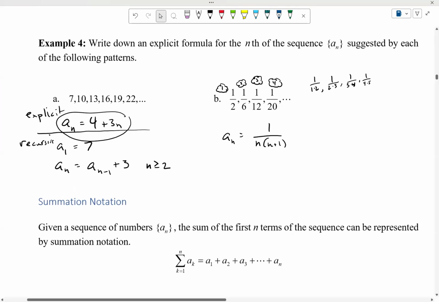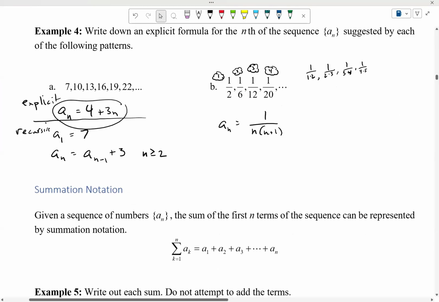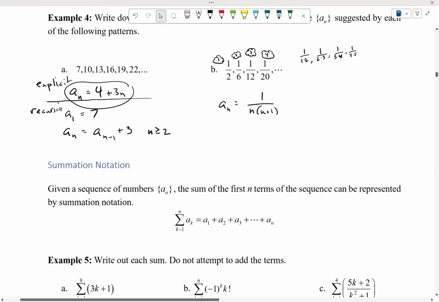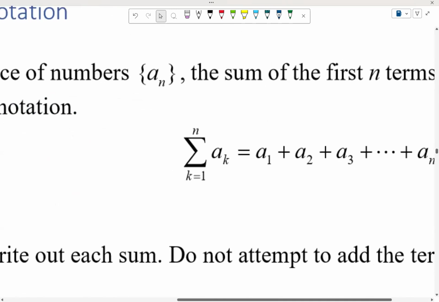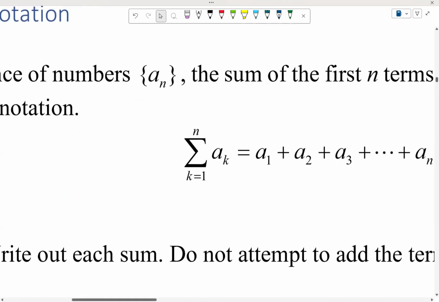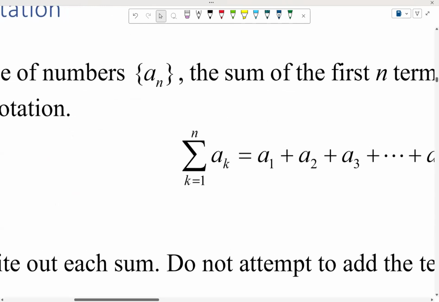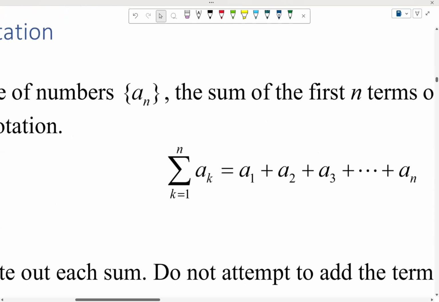This next part, things get a little bit interesting. The summation, of course, comes from the word for sum. We're going to be adding stuff together when we're talking about summation notation. Have you seen this letter before? What is that? It's a sigma, Greek letter for S. So it signifies that we're going to be adding stuff together.